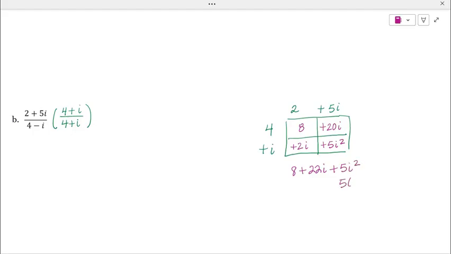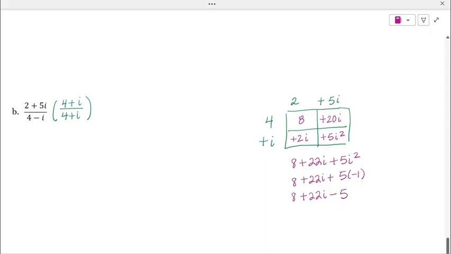This changes into 5 times a negative 1, or minus 5. And then combining the 8 and the 5 together, we get 3 plus 22i. So that's going to be our numerator.